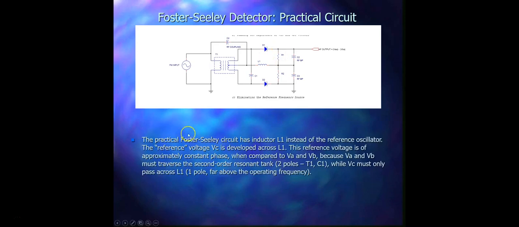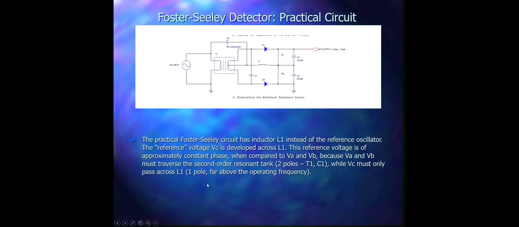So let's quickly read what it says here. The practical Foster-Seeley circuit has inductor L1 instead of a reference oscillator. The reference voltage VC is developed across L1. This reference voltage is of approximately constant phase when compared to VA and VB, because VA and VB must traverse the second-order resonant tank, the two-pole T1 and C1, while VC must only pass across L1, one pole, for above the operating frequency.